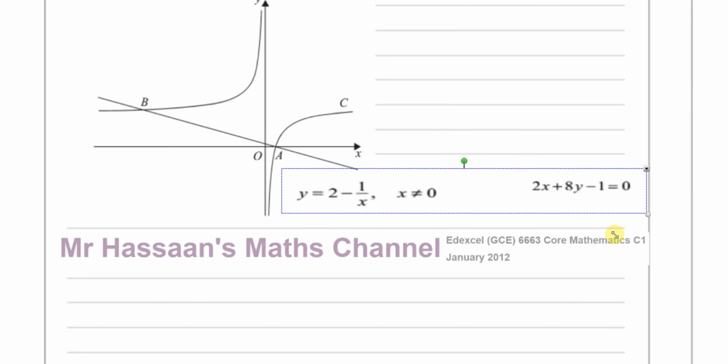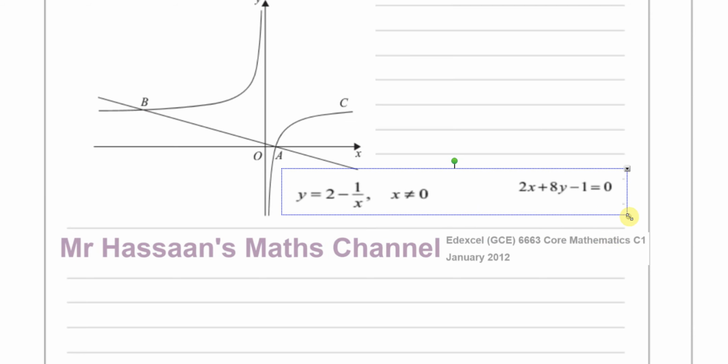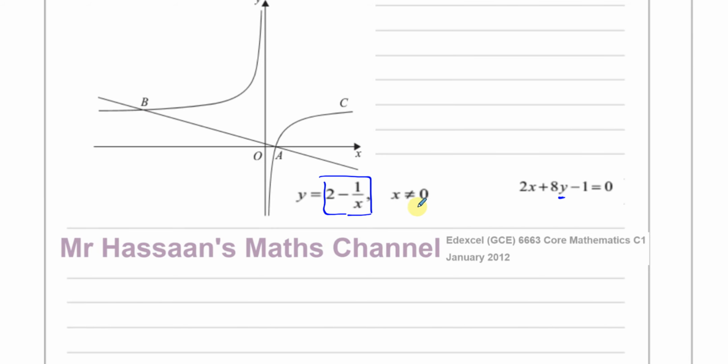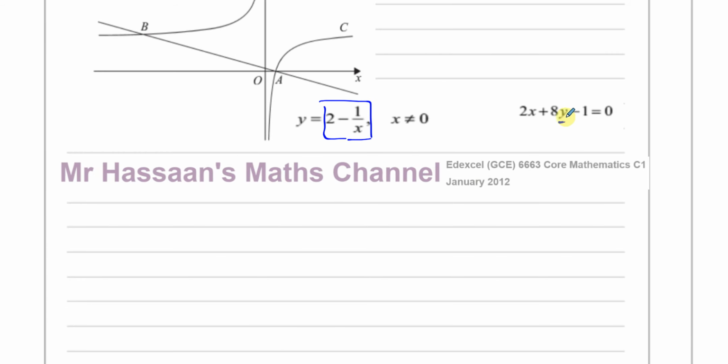Okay, because I have two equations. I guess I could make y the subject of both of them, but I think it would be easier for me if I just replace the y here with 2 minus 1 over x. Then I would find where they intersect. If I solve these simultaneously, if I substitute one equation into the other, I find where they intersect. Okay, so what I'm going to do is replace this y with 2 minus 1 over x.